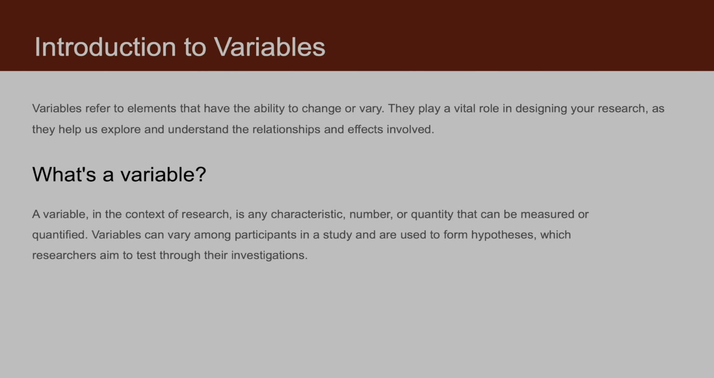A variable in the context of research is any characteristic, number, or quantity that can be measured or quantified. Variables can vary among participants in any study and are used to form hypotheses, which researchers aim to test through their investigations. In basic words, imagine it as anything that can change or vary. For example, how the weather changes or how every person has a different favorite ice cream flavor.